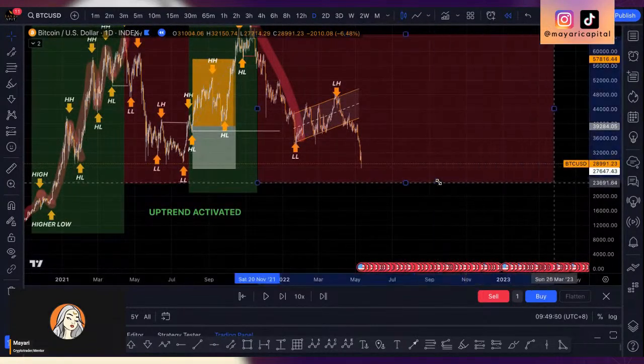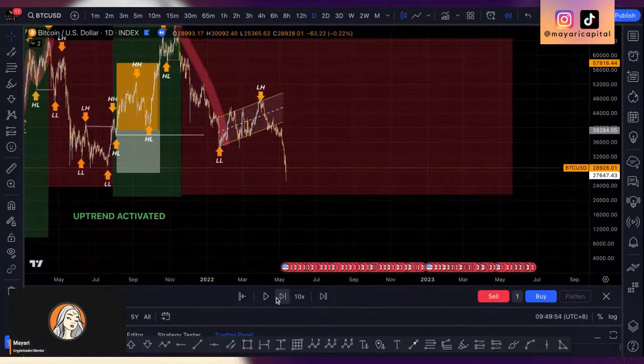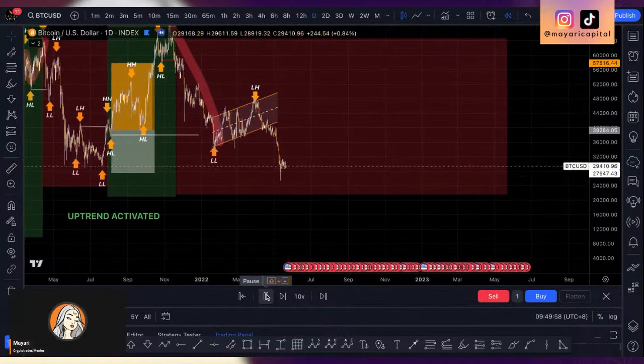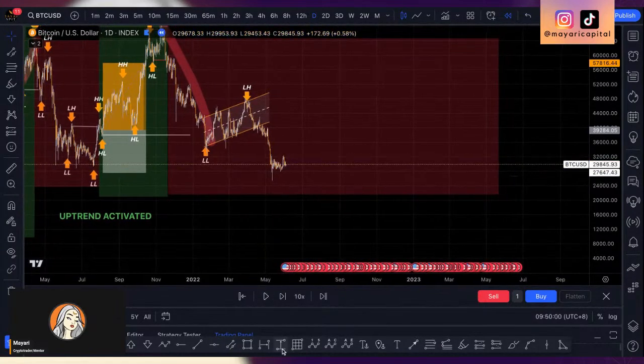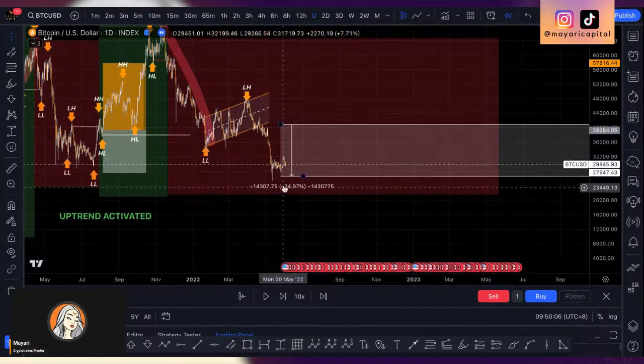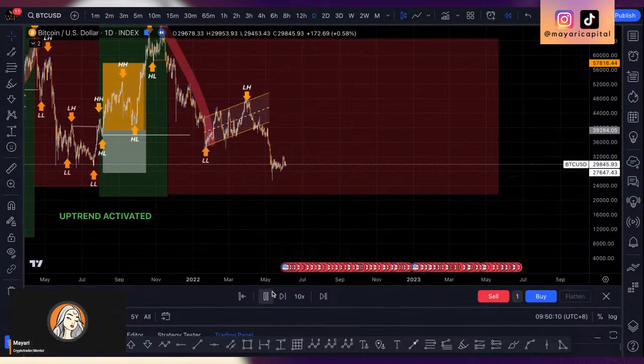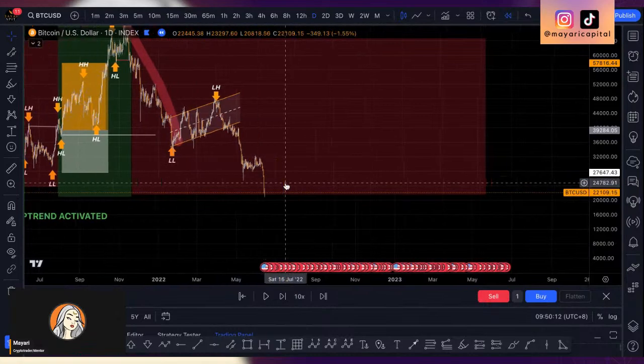So let's move it like this. I really did extend it to the right. Can you guys see now? It dropped crazy. And this is not a small drop from the breakout. From the breakout, that is a 30 to 34% drop. Okay, now let me zoom in here.